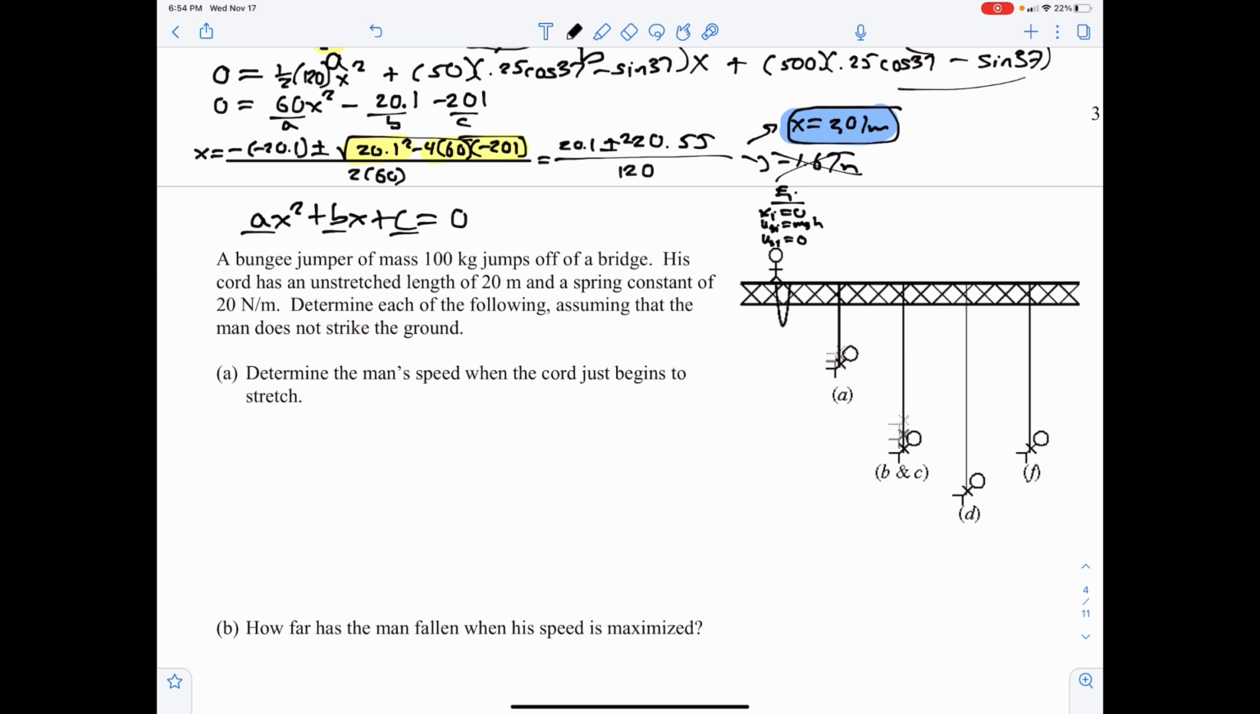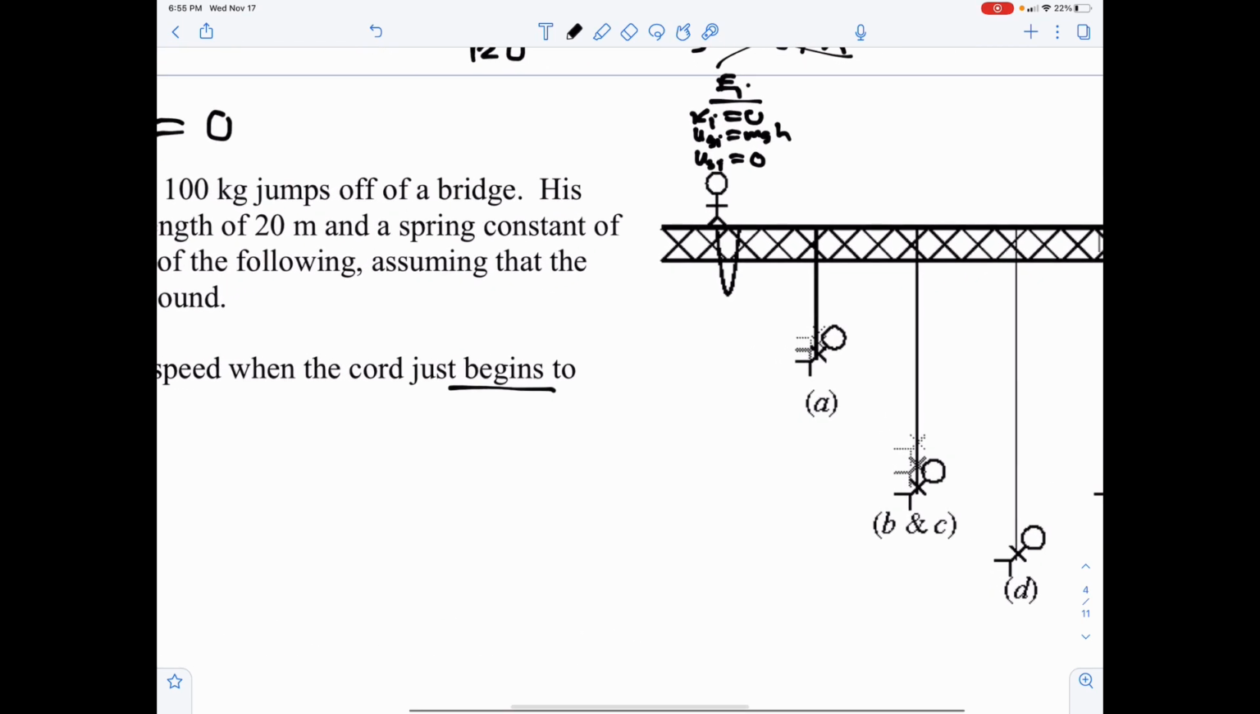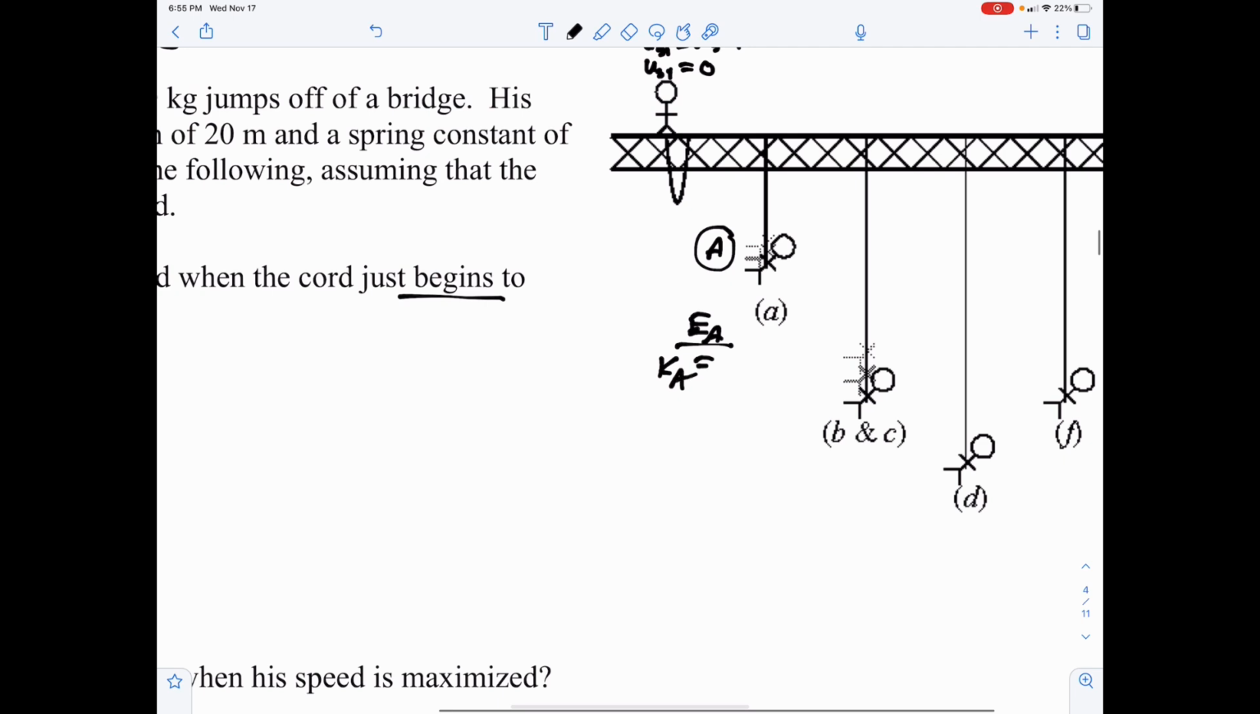So if I wanted to determine the man's speed just as the cord is beginning to stretch, we're talking about right here at point A, which means the cord has not stretched yet. The energy at point A would be, you now have kinetic energy, so 1/2 mv squared. We can call this the lowest point in the problem. We can call this potential energy equals 0. And we haven't stretched the spring yet, so no spring potential energy either.